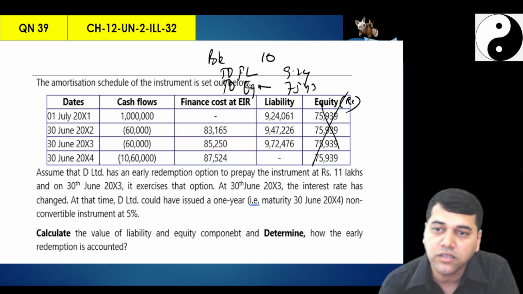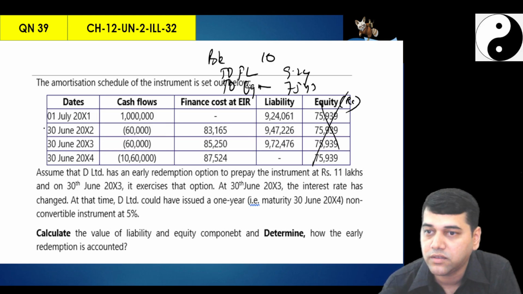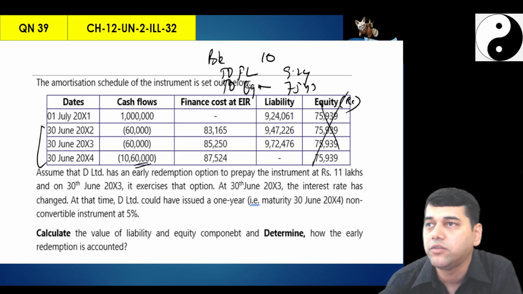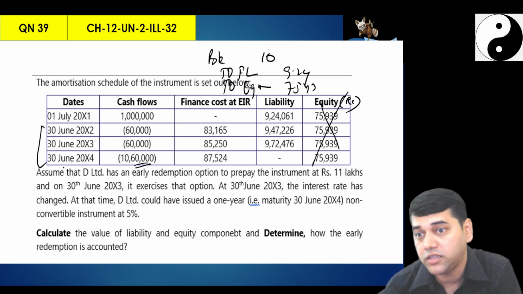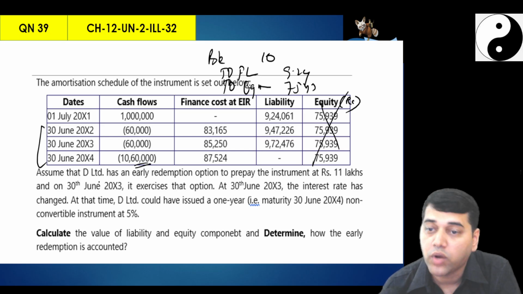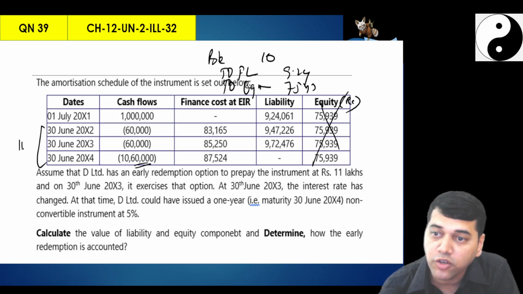Now, after 3 years, you should have paid in full. But there is a prepayment option. Who is holding this option? The issuer himself. So what I will do now, at the end of the 3rd year only, I will repay it.